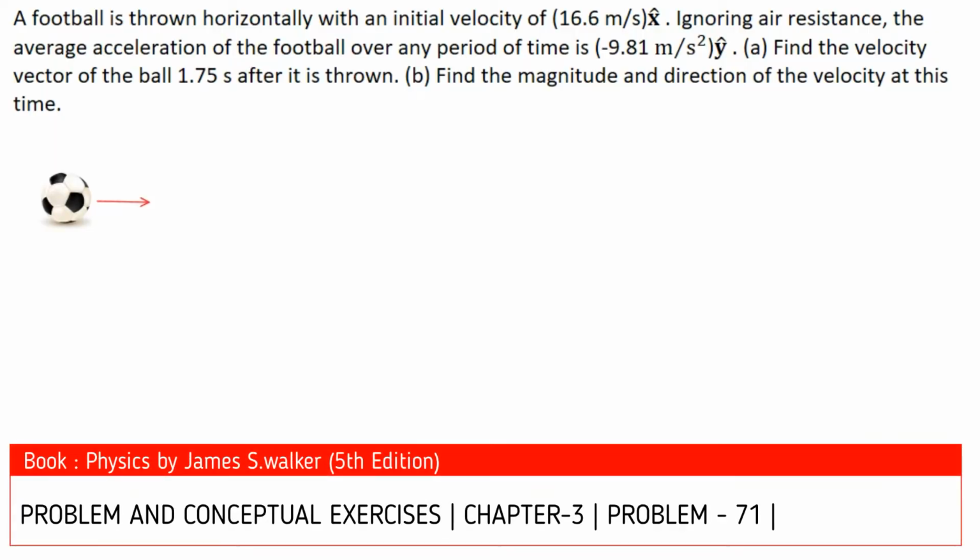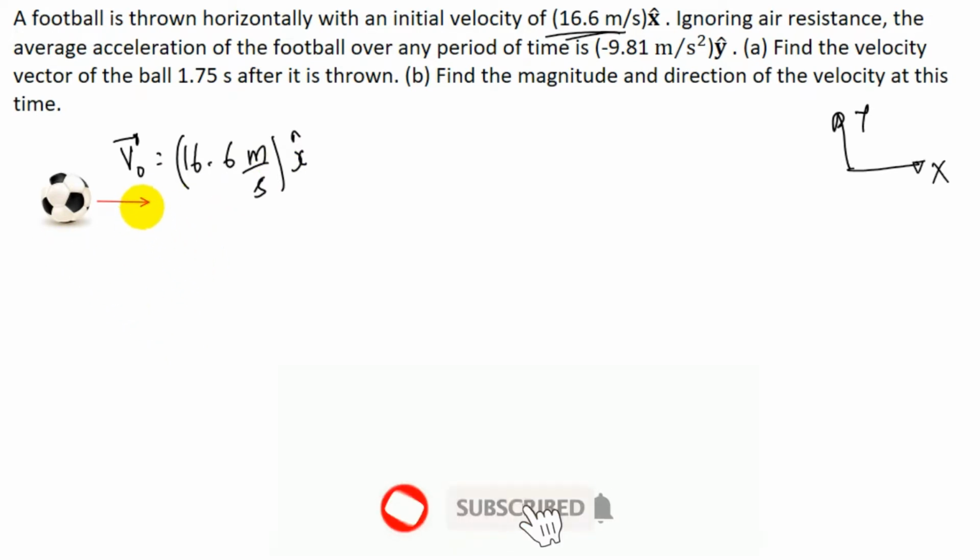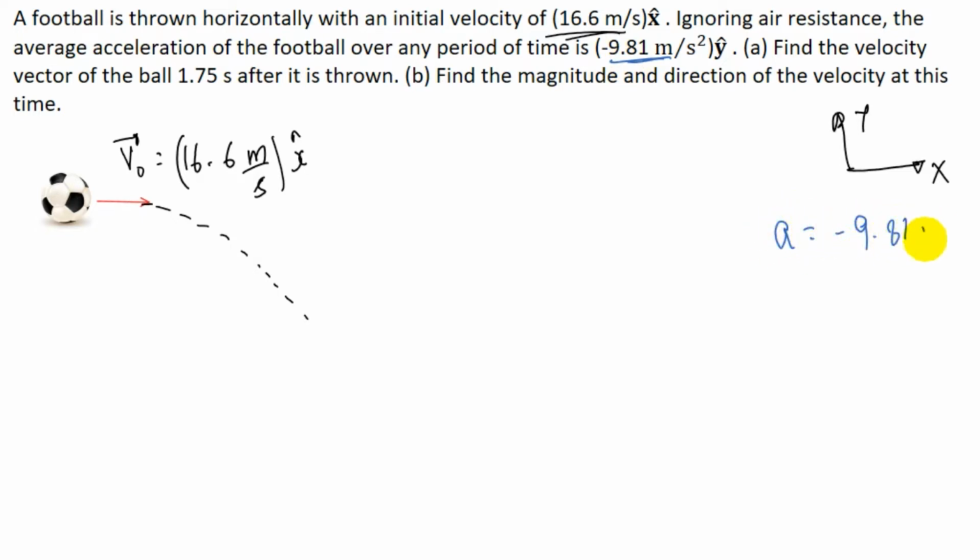Now in this question we are given that a football is thrown with an initial velocity of 16.6 meter per second x cap. So this direction we'll be taking as x and this as y, right? After the ball is thrown horizontally, the ball will follow a path something like that. The average acceleration of the football over any period of time is given by this value: minus 9.81 meter per second squared y cap.